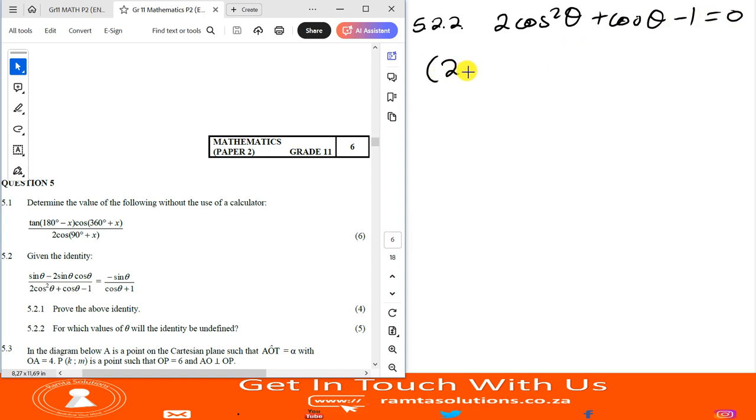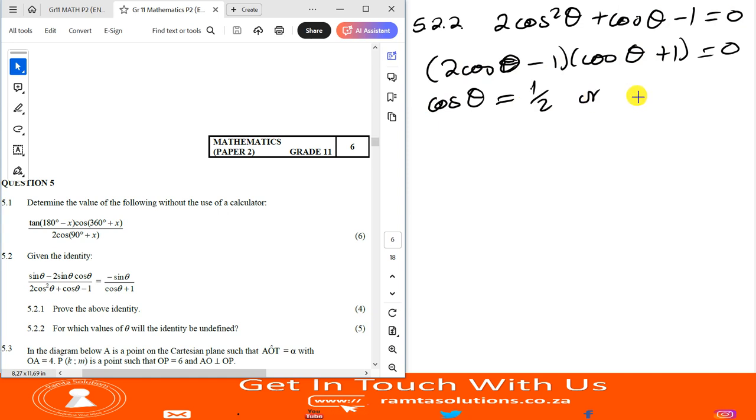And this, we said it will be 2 cos theta minus 1 times cos theta plus 1 equals 0. That's what we said, isn't it? So now, when you look at this, it'll become cos theta equals half, or cos theta equals -1.